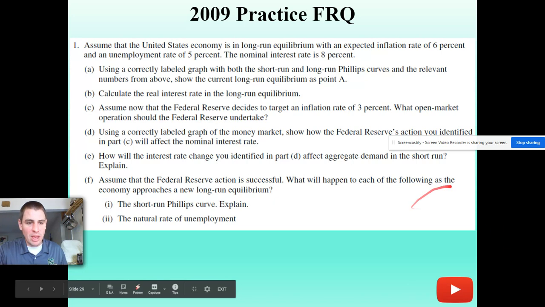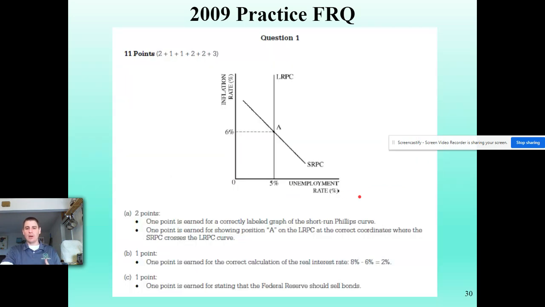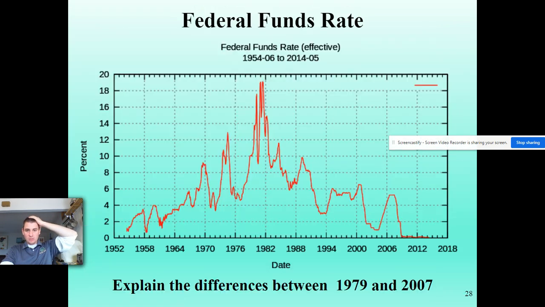Well, how about F2? What's going to happen to the natural rate of unemployment? We should note the natural rate of unemployment only changes... They're trying to trick you with that. The only thing that changes the natural rate of unemployment is unemployment benefits. Does anywhere in this talk about unemployment benefits? No, right? The natural rate of unemployment, that is to say full employment, stays the same. The LRAS doesn't shift. So there you go.